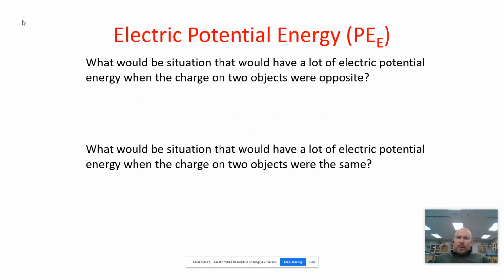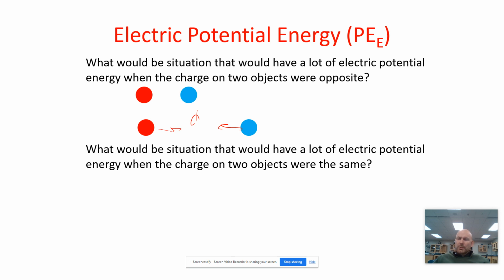If you had oppositely charged objects, which of these two would have a greater electric potential energy, this arrangement when they're close together or when they're far apart? The correct answer is when they're far apart, because they want to come close to each other. With a bigger distance, electric potential energy has a greater potential to do work to bring them together.